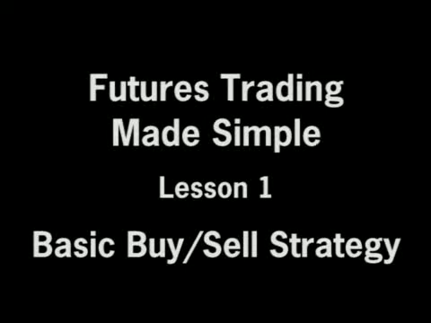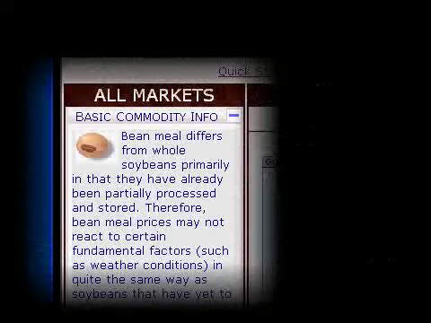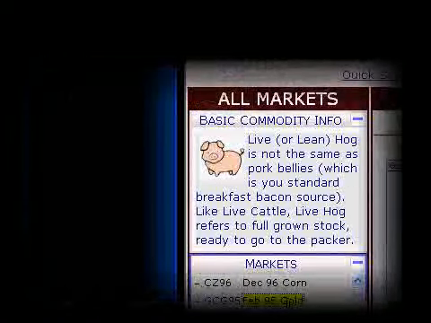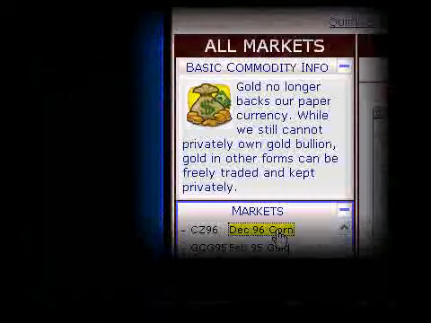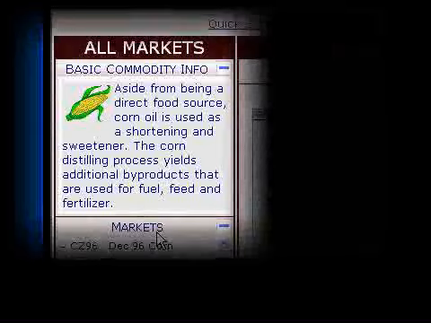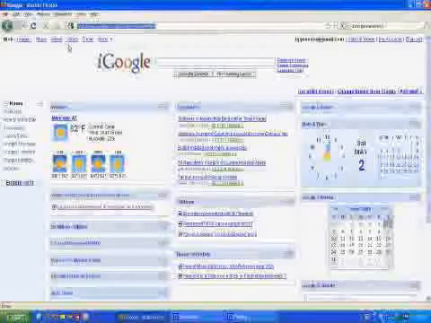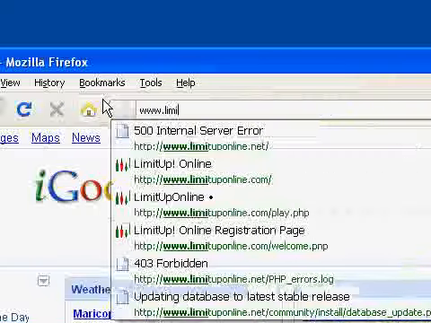This is a basic futures trading tutorial. If you've ever wondered how to make money buying and selling pork bellies, gold, soybean oil, you've come to the right place. For this tutorial, we'll be using Limit Up Online, which is a futures trading simulator.